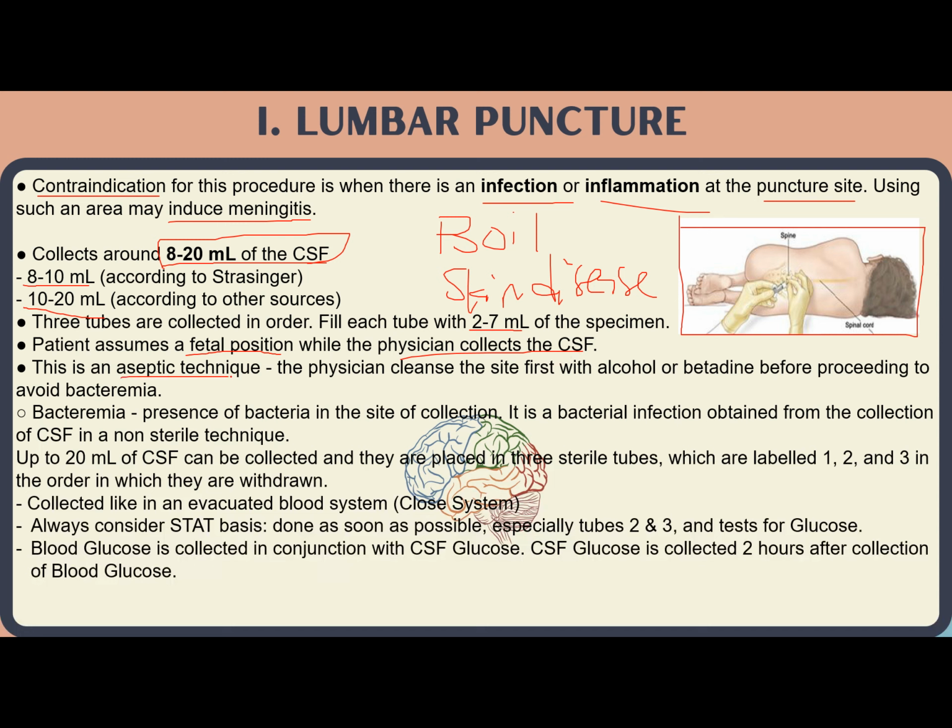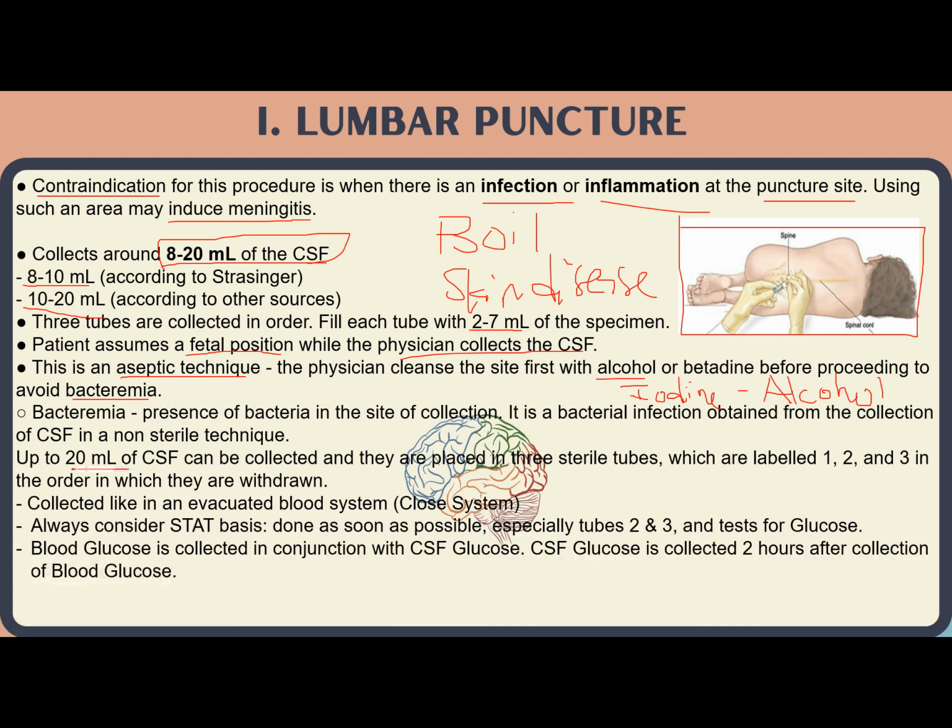Now, class, this is an aseptic technique. When you say aseptic technique, it needs to be properly clean. What the physician would normally do at the site of puncture is clean it with alcohol. After cleaning it with alcohol, the physician would clean it with iodine or betadine. Then after cleaning with iodine or betadine, in some cases, it would again be cleaned with alcohol. This is done, class, to prevent bacteremia. When you say bacteremia, this is introducing bacteria to your blood. So this is an aseptic technique wherein the doctor would clean the site with alcohol followed by betadine. And in some cases, there would be a third cleaning followed by, again, alcohol.